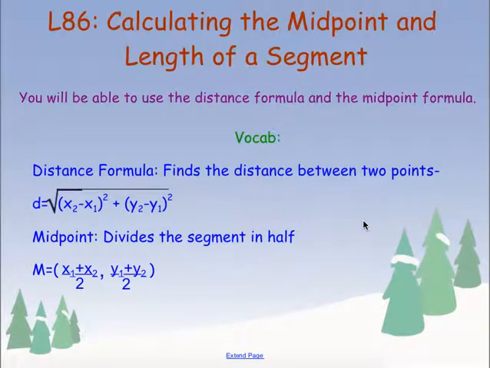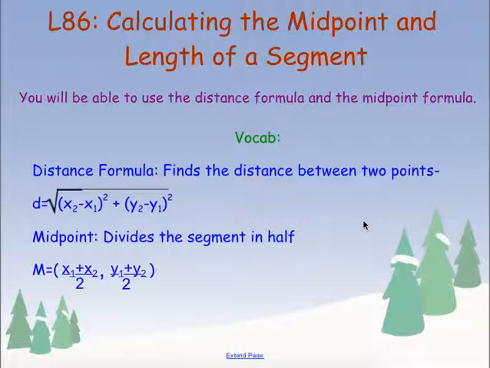Algebra 1, Lesson 86, we are calculating midpoint and the length of which uses a couple different formulas. We use the distance formula, which says that the distance d is equal to the square root of (x2 minus x1) squared plus (y2 minus y1) squared.